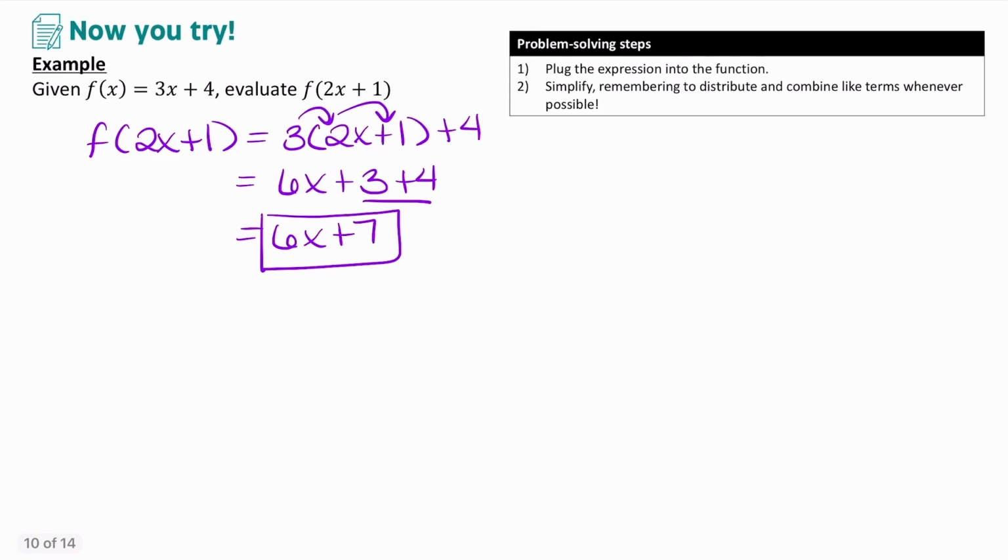So when you try this problem, you go ahead and take 2x plus 1 and plug it in for x into 3x plus 4. So that gives me 3 times 2x plus 1, and then I'm going to distribute my 3, which gives me 6x plus 3, and then I still have my plus 4. Since they're like terms now, my 3 and 4 will combine, which gives me a final answer of 6x plus 7.